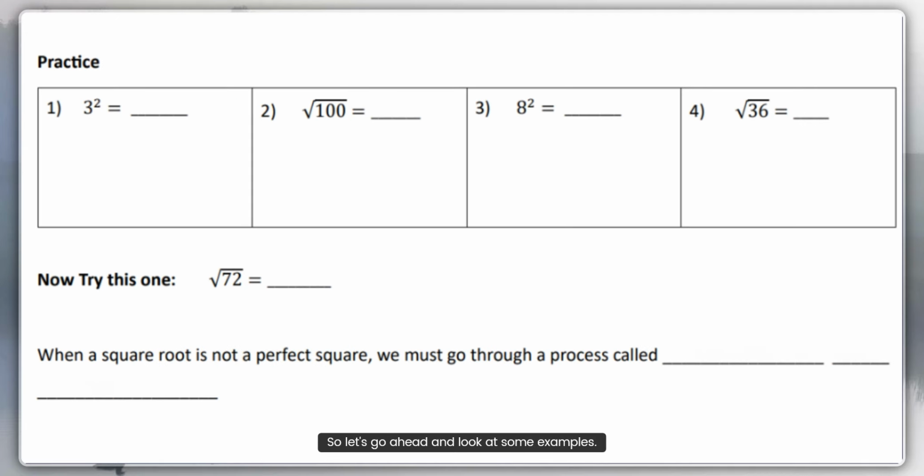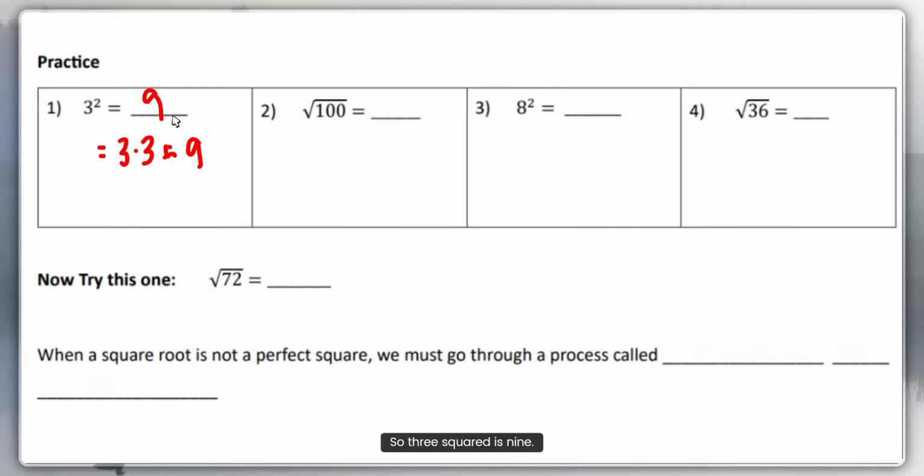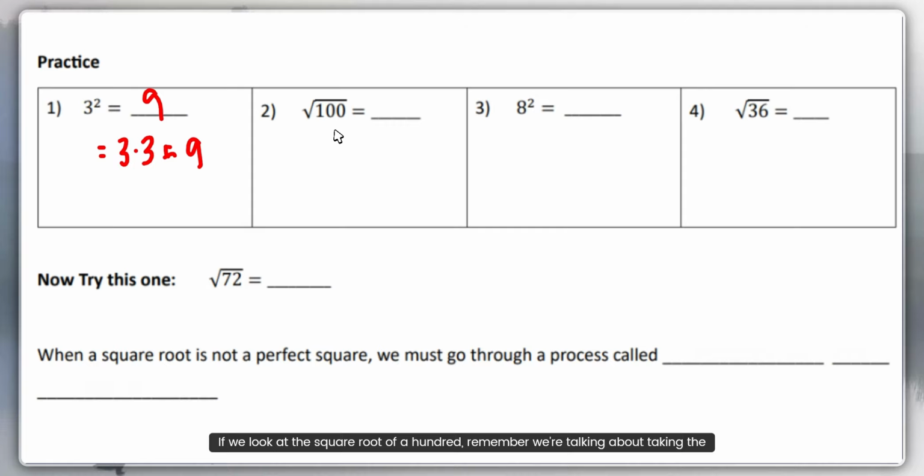Let's go ahead and look at some examples. In the examples listed below, we're just going to be looking at both of the items that we talked about in the first part of this video. We're looking at 3 squared. That just means 3 times 3, which earlier we said was 9. So 3 squared is 9. If we look at the square root of 100, remember, taking the square root of a number means what number times itself gives us 100. Well, that's going to be 10. So the square root of 100 is 10.